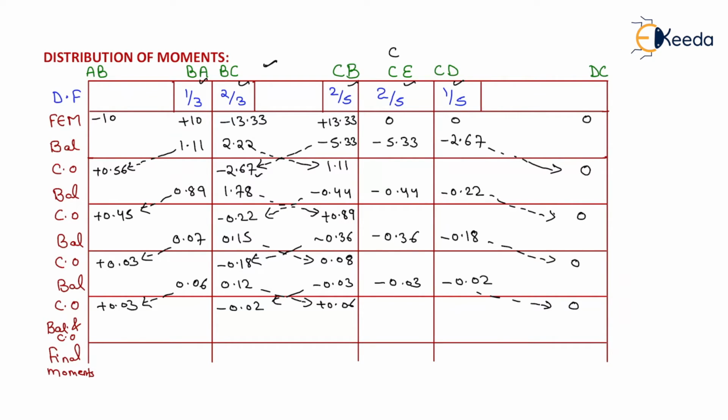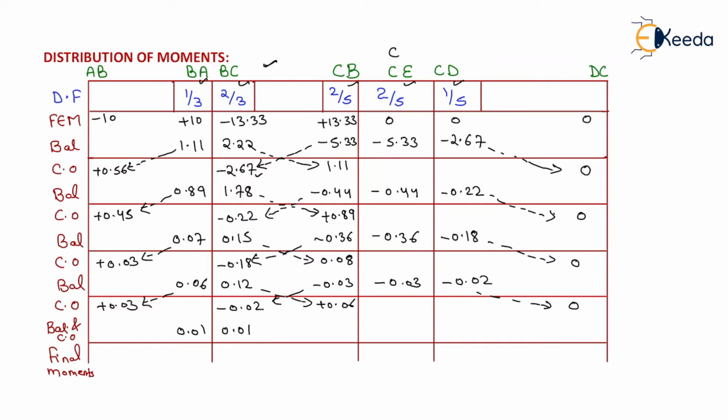Now at joint B, there will be an unbalanced moment of minus 0.02, which needs to be balanced by plus 0.02, and it will be distributed according to a distribution factor. So we directly get the value as 0.01 in BA and 0.01 in BC.